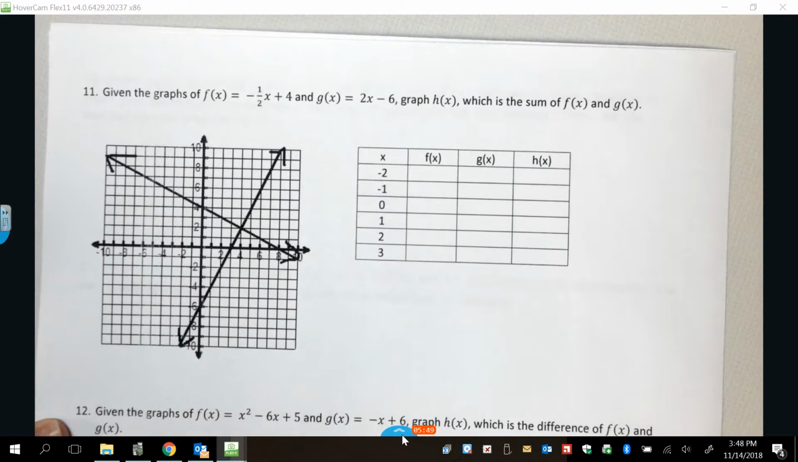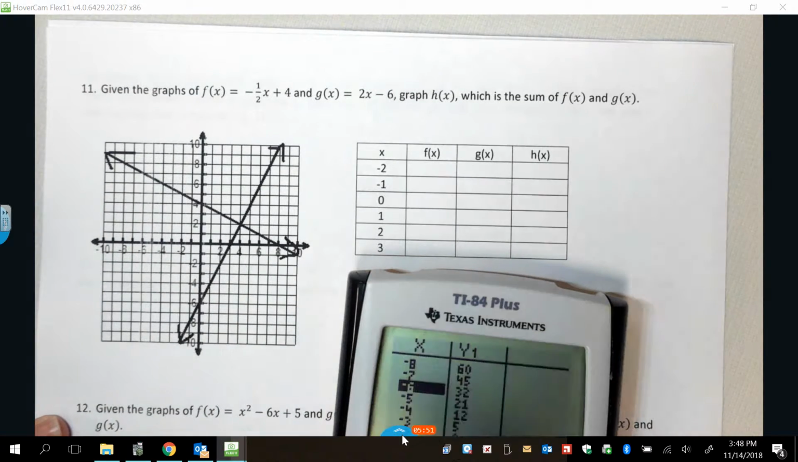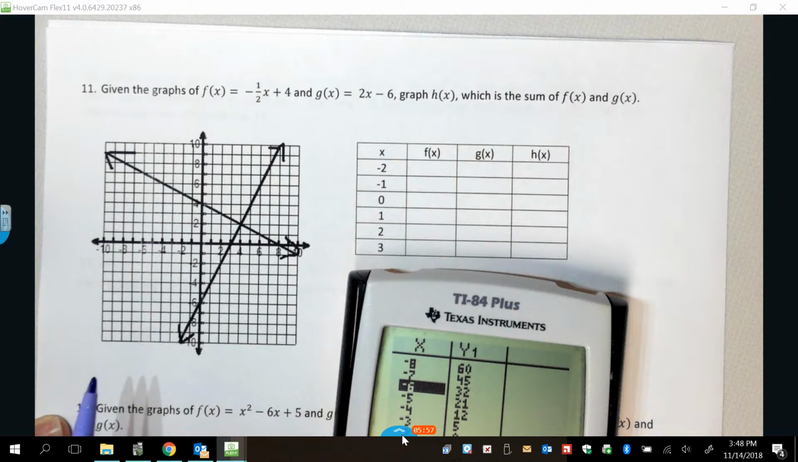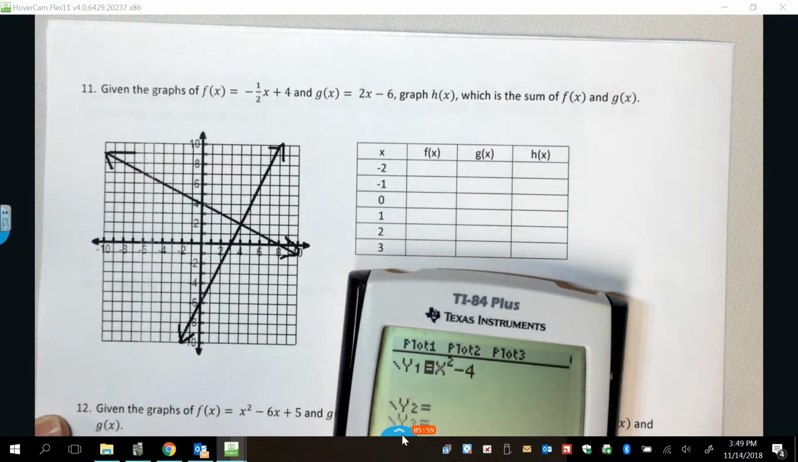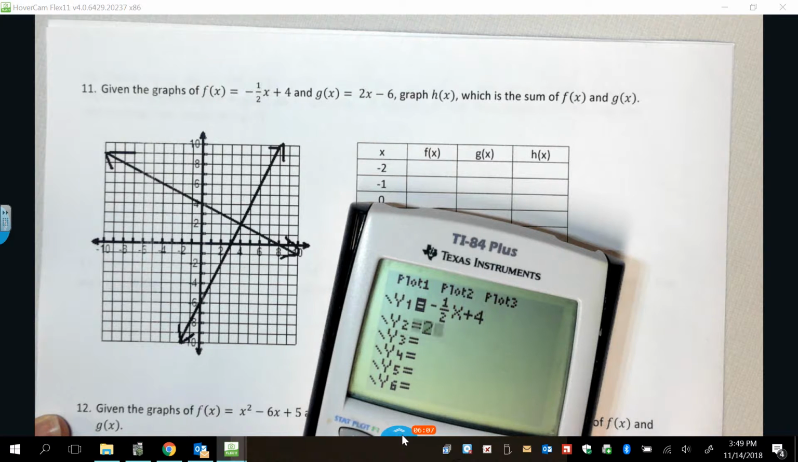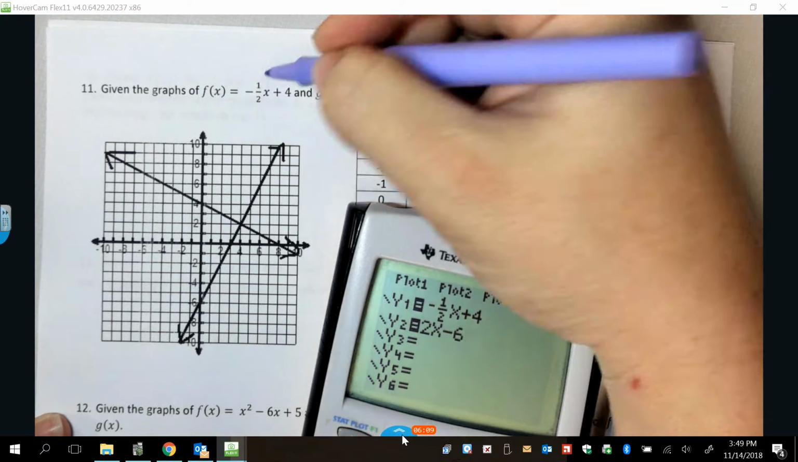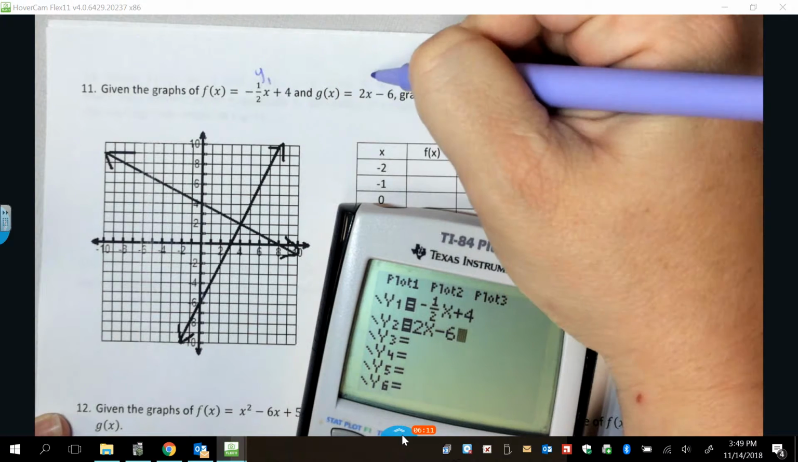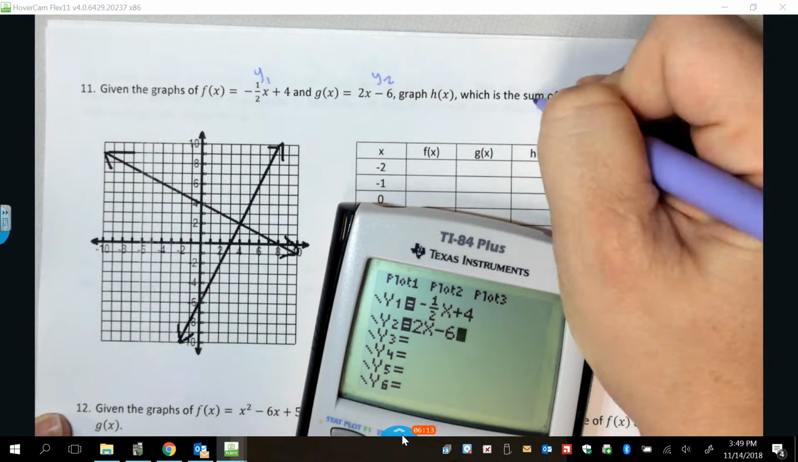Alright, let's flip to the next page. Okay, so this gives me, given the graph of f of x is negative 1/2 x plus 4 and 2x minus 6. Now, I could do this, like number 1 through 4, but, guys, I'm given the equation. Let's use it. Negative 1/2 x plus 4, and I'm given 2x minus 6. So I'm going to label. I put this in y1 and this in y2, and then I'm asking for the sum.